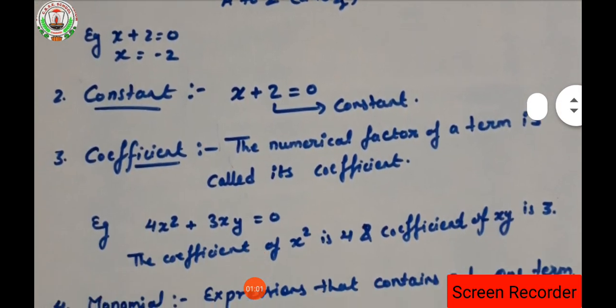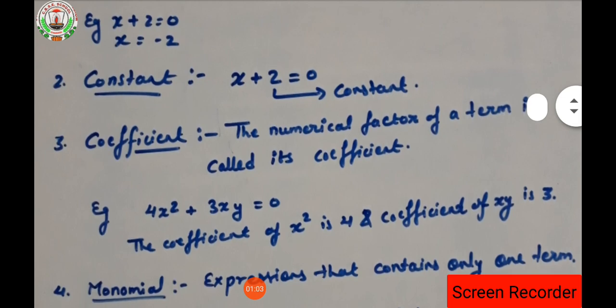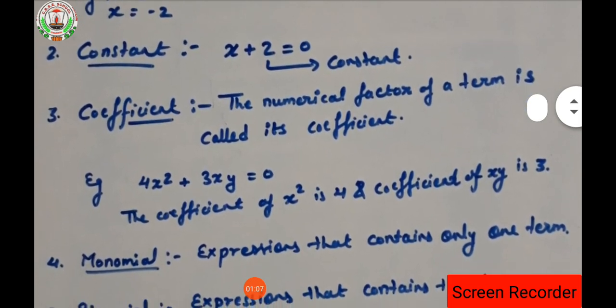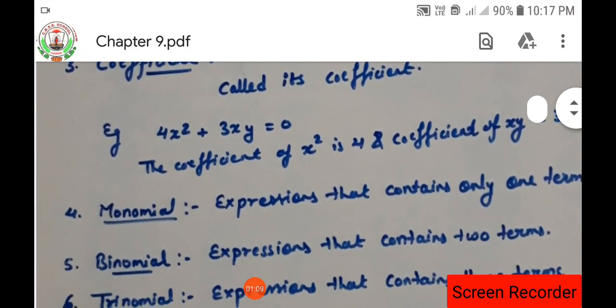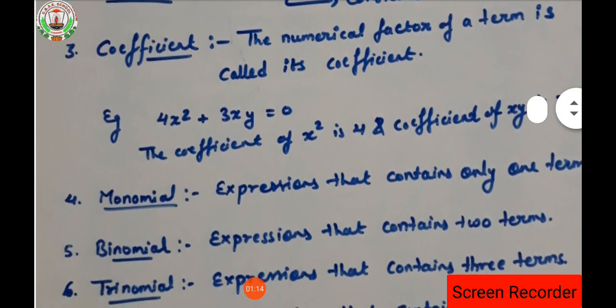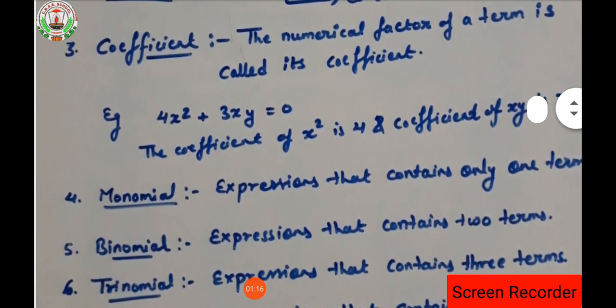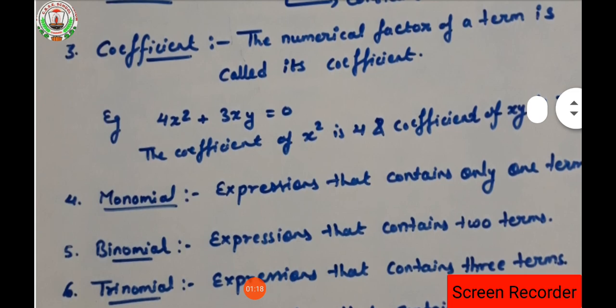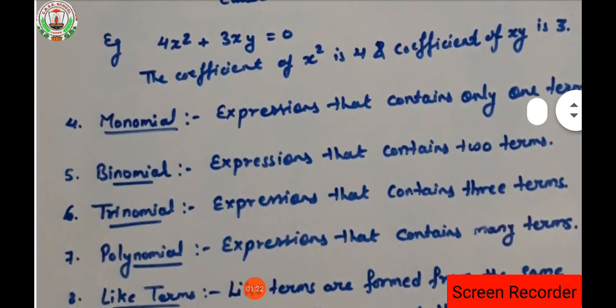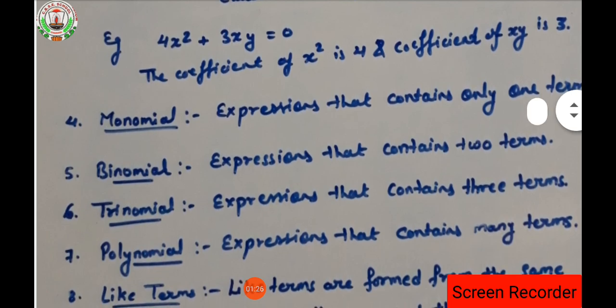Constant: everybody knows that in x plus 2 is equal to 0, 2 is the constant. What is a coefficient? The numerical factor of a term is called its coefficient. Suppose we have 4x square plus 3xy is equal to 0. How many terms are here? 2 terms are there.